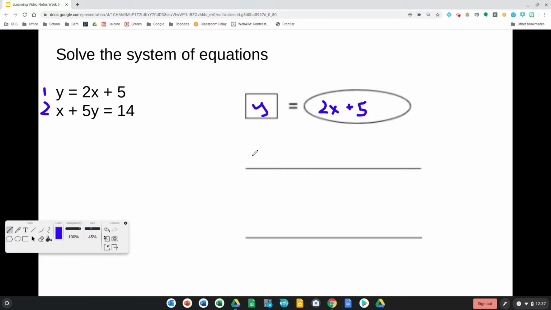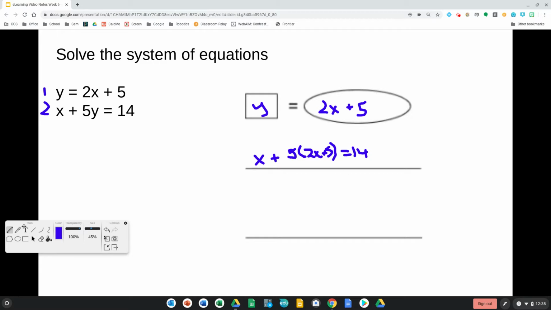So what that's going to look like is x plus, now this doesn't say y, it says 5y. So I put 5, and then in parentheses, I put 2x plus 5. I'm not replacing the 5y, I'm just replacing the y. So the y is gone, but the 5 stays. And then we still keep the equals 14. So it says x plus 5, parentheses, 2x plus 5, parentheses, equals 14.